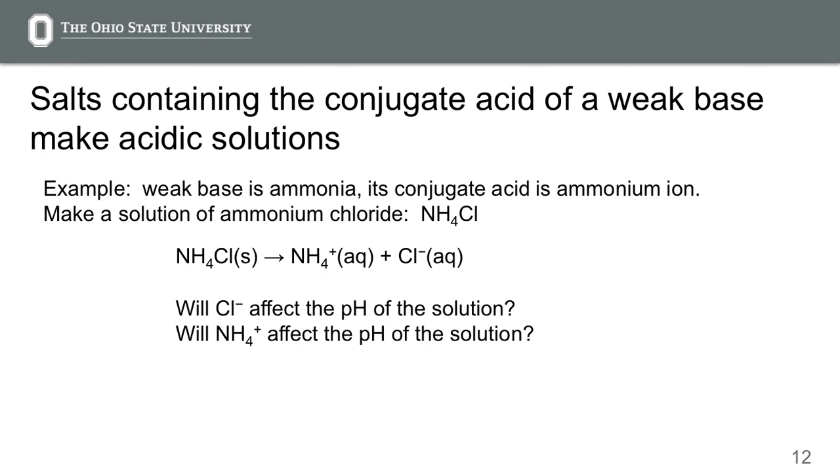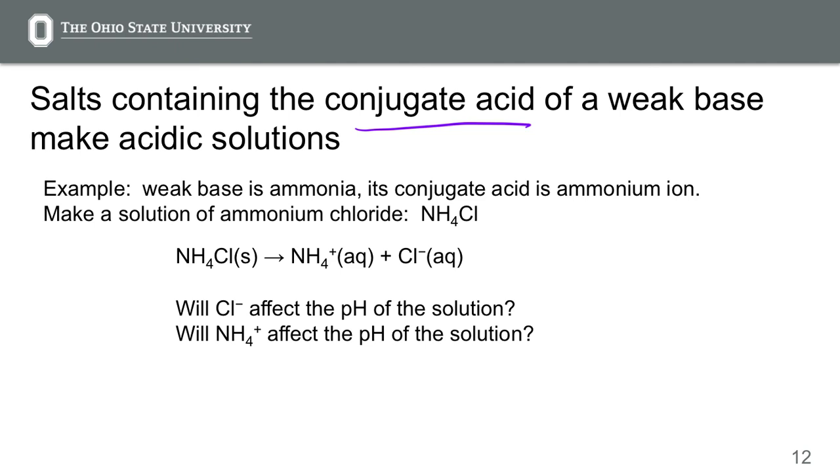So if we have a salt that contains the conjugate acid of a weak base, it's going to make an acidic solution. For instance, we have ammonium chloride. This is a salt, ammonium chloride. Notice the solid. That's going to help you remember that this is a salt. We put that in solution. Please, if you want to do anything good for yourself, write out this equation, okay? Form the ammonium ion and the chloride ion. And I do understand that even writing this equation can be challenging, okay?